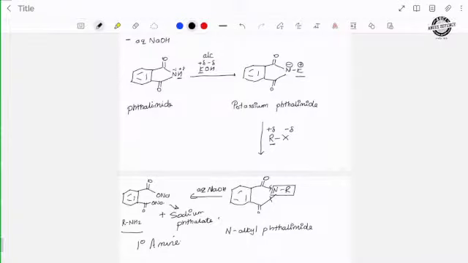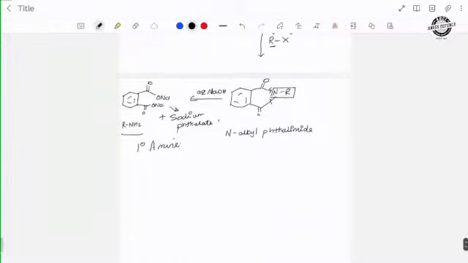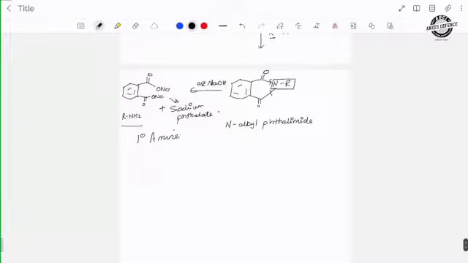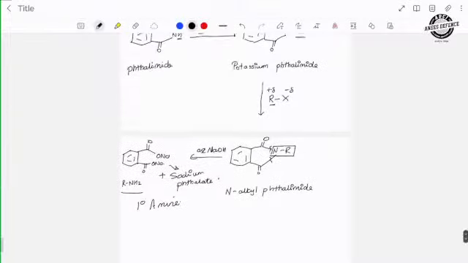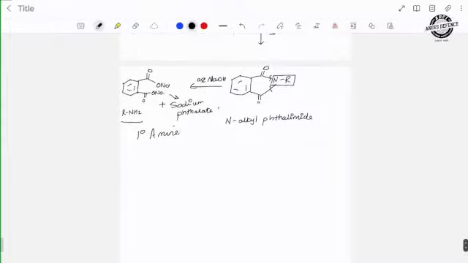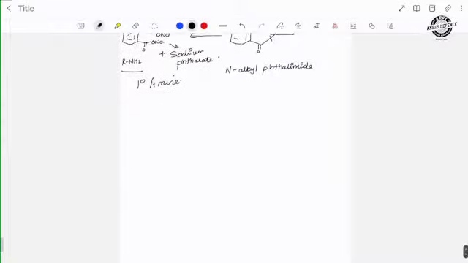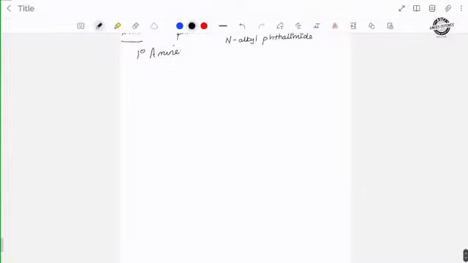Let us move further. Okay, let us move further. In the chemical reactions, let us see the basic properties of amine. Why do we call amine a base? The main reason is that it is a Lewis base.